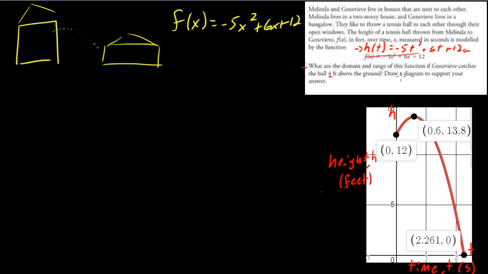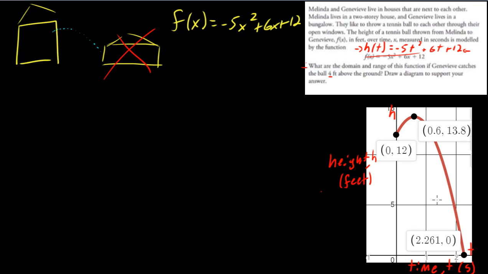So what are the domain and range of this function? If Genevieve catches the ball at 4 feet above the ground. Well, we have a problem here. This shows the path as if this house doesn't exist. This shows the path of the tennis ball coming from Melinda's house and hitting the ground. That's what this was, right? And it's going to take 2.261 seconds to hit the ground.